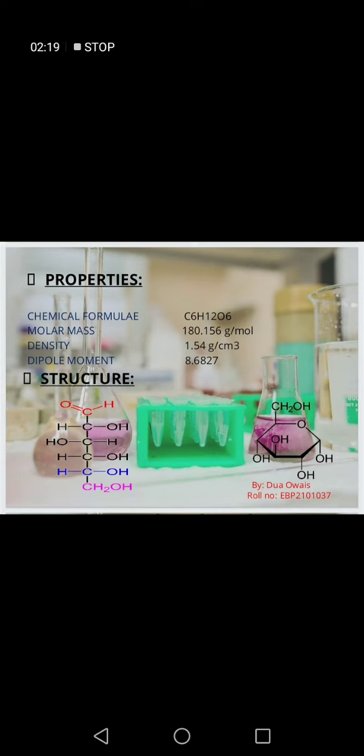Then we have the structure of glucose. As we know, glucose is an aldohexose sugar, so it contains 6 carbon atoms and an aldehyde group is attached to the first carbon atom. And the last is CH2OH.